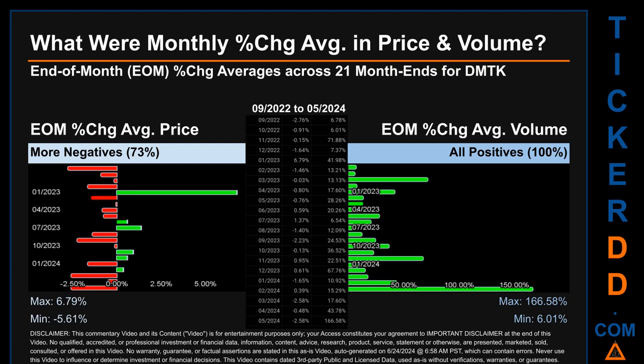Price saw an end-of-month max of 6.79% in average percentage change along with a minimum of -5.61%. For volume, the maximum and the minimum monthly percentage change were respectively 166.58% and 6.01%.